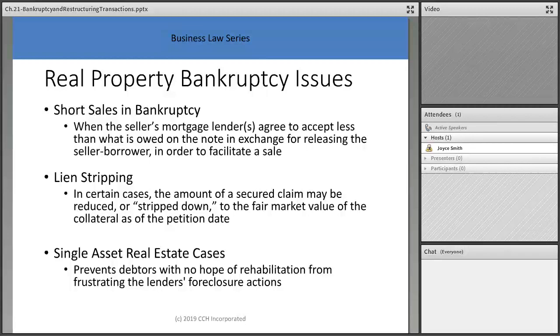So as a good realtor, you're going to understand short sales. You're going to get somebody to coach you with it. You're going to have a good list of bankruptcy attorneys to help people go through the process. So that lien stripping, that's almost like depreciation. You're stripping it down to fair market value. Yeah, it's a depreciation measure. I haven't seen it happen, but the short sales I've heard of. Single asset real estate cases prevent debtors with no hope of rehabilitation from frustrating the lender's foreclosure actions. Again, with the single asset, they're going to take foreclosure on it.